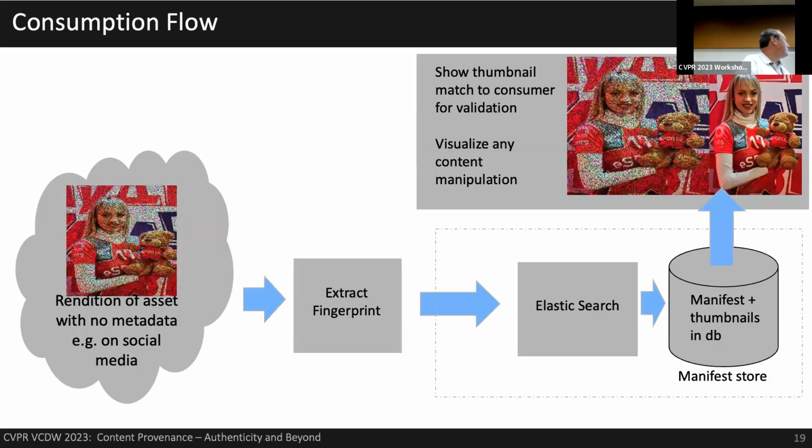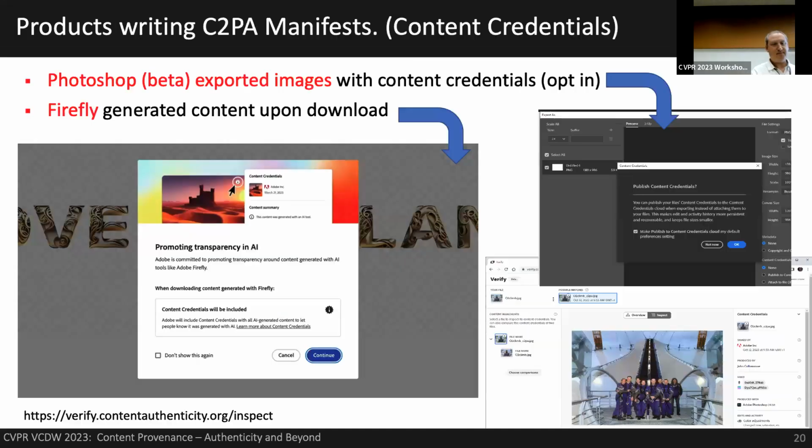Then later on, a consumer encounters that asset, say on social media, where its metadata has been stripped off. So it has no manifest now. It may have gone through some sort of non-editorial transformation, some rendition, maybe some degradation in quality, format, resolution change, and so on. And then basically the user is going to compute a fingerprint. Again, we're going to use that short binary hash to look up in some scalable index the manifest, and then the user gets a copy of that manifest, which would be visualized in the same way as if they had found a manifest in there originally.